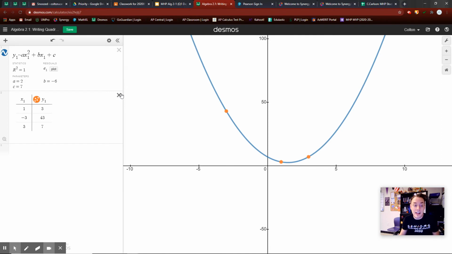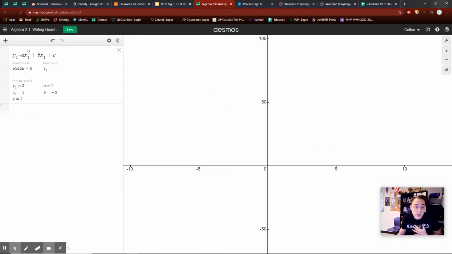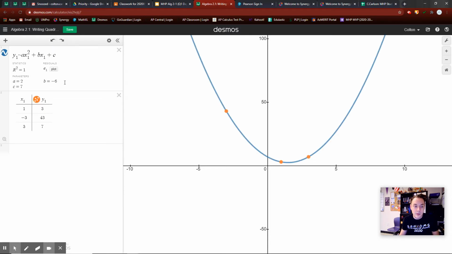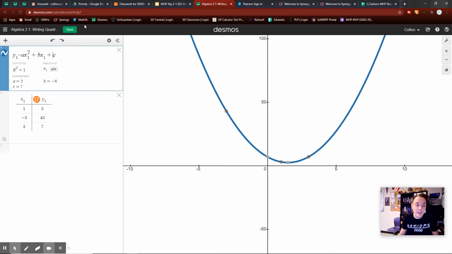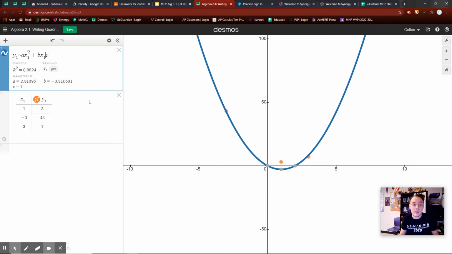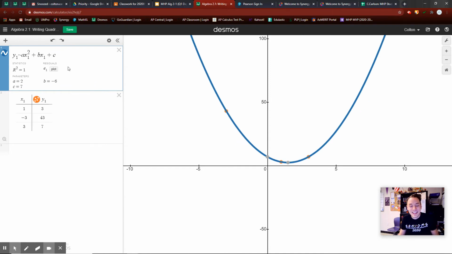If you accidentally exit out of this and you're like, oh shoot, what do I do? All you have to do is just click on this, it's undo, and it'll undo it for you, okay? Same thing here. If you're like, oh shoot, what do I do? Just click on this, it'll undo it for you. If you accidentally erased a plus sign or something, just click on the undo button, okay?